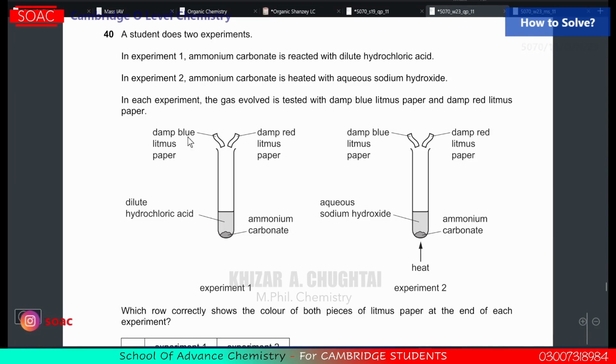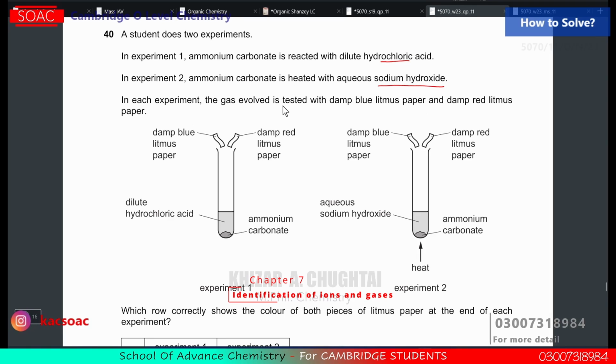Question number 40, a student does 2 experiments. In experiment number 1, ammonium carbonate is reacted with dilute HCl. In experiment number 2, ammonium carbonate is heated with aqueous sodium hydroxide. In each experiment, the gas evolved is tested with damp blue litmus paper and damp red litmus paper. So in experiment number 1, we use ammonium carbonate with dilute hydrochloric acid, and the acid is going to react with the carbonate.